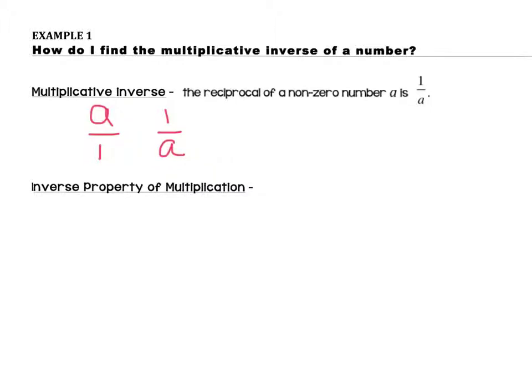If I had 5, the multiplicative inverse is going to be 1 all over 5. If I had 3/4, well, the multiplicative inverse is going to be 4 all over 3. All right, so let's take a look at how we can apply that to the inverse property of multiplication. The inverse property of multiplication says that a times 1 all over a is going to give me 1. We're getting back to what's going to cancel out a multiplication problem.